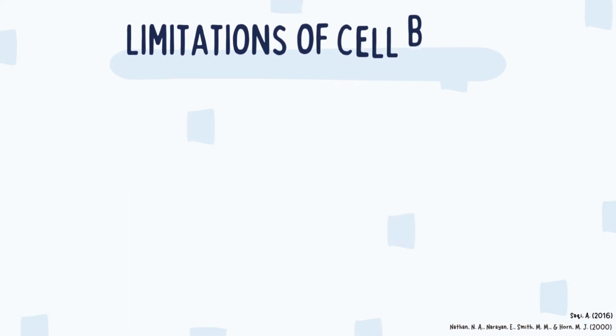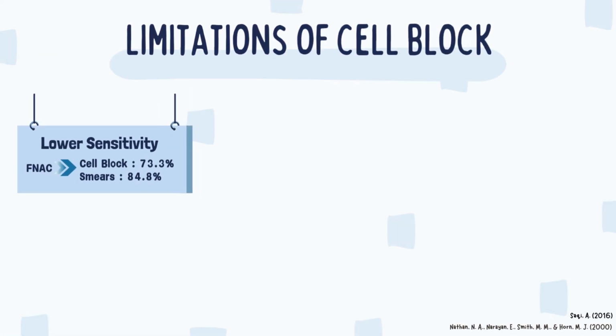Moving on to the next part, which is limitations of cell block. First, lower sensitivity compared to smears. For example, for FNAC, the sensitivity of cell blocks is 73.3%, meanwhile for smears 84.8%.